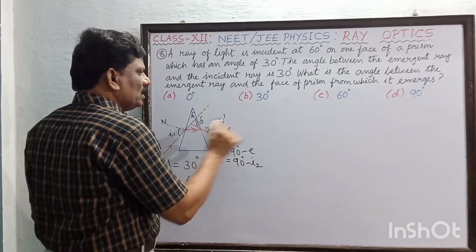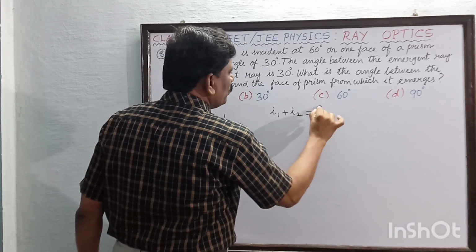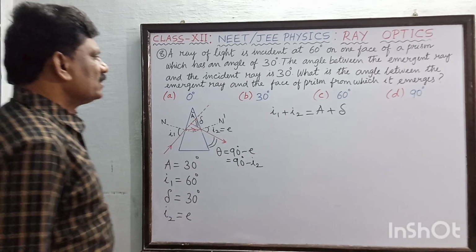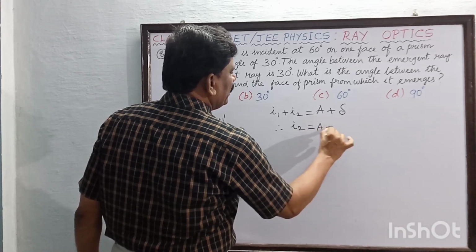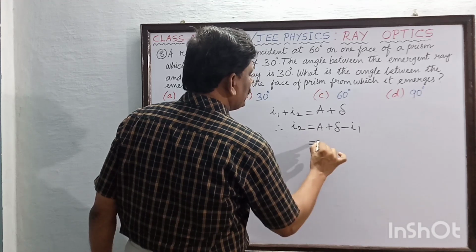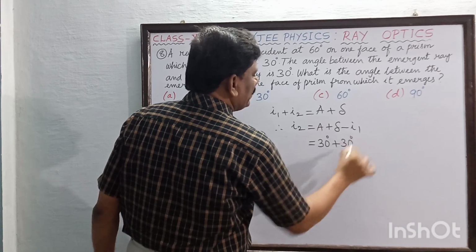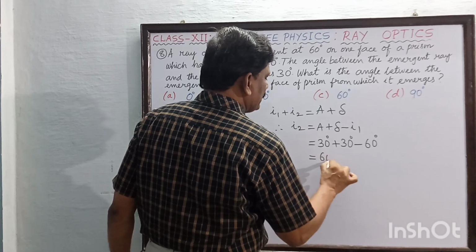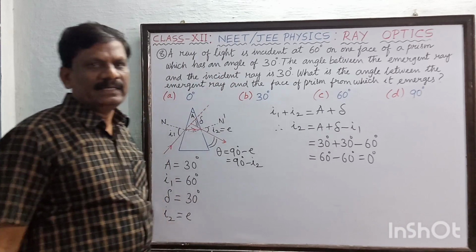Okay children, now the relation I1 plus I2 is equal to A plus deviation. This is the expression we have to remember. So I2 is now equal to A plus delta minus I1. So this is equal to the angle of the prism 30 plus the deviation of the light 30 minus the angle of incidence 60. So this is 60 minus 60, equal to 0 degree.